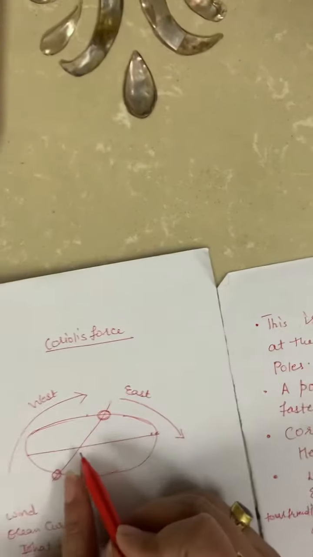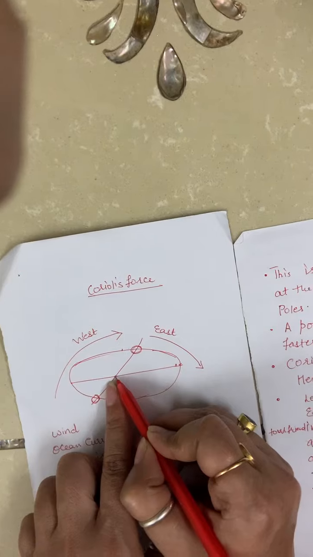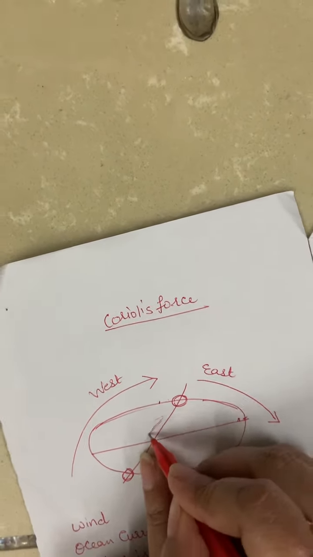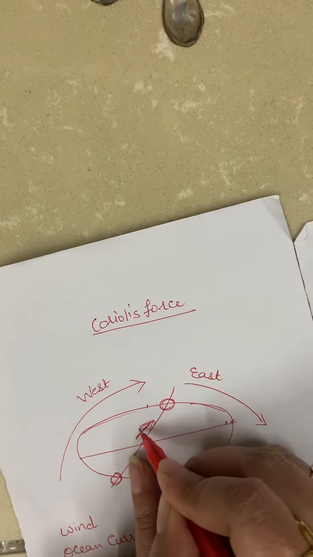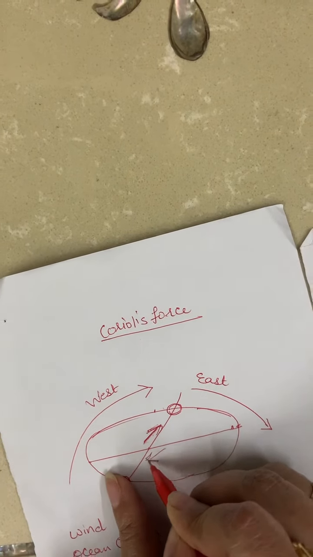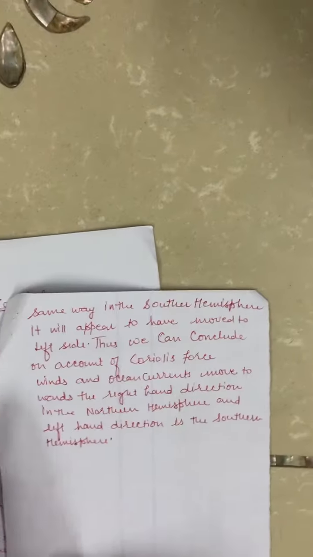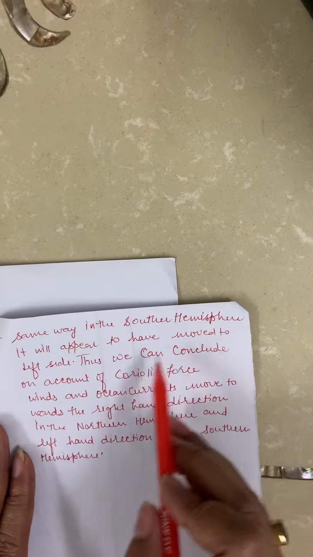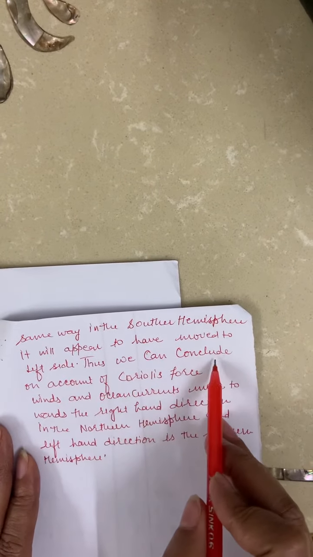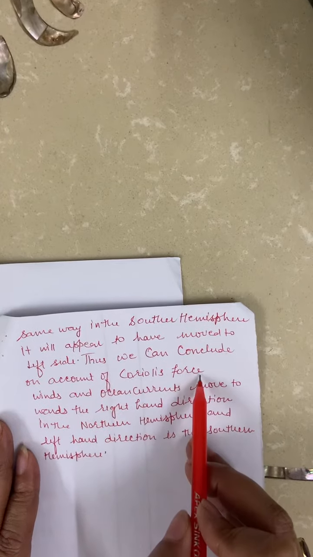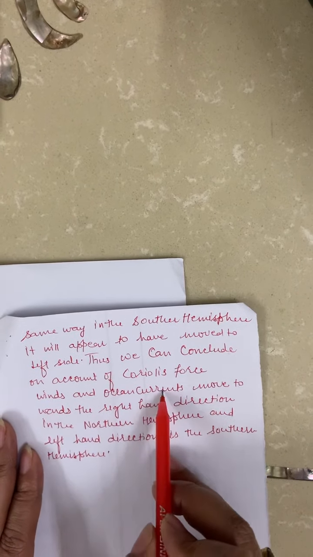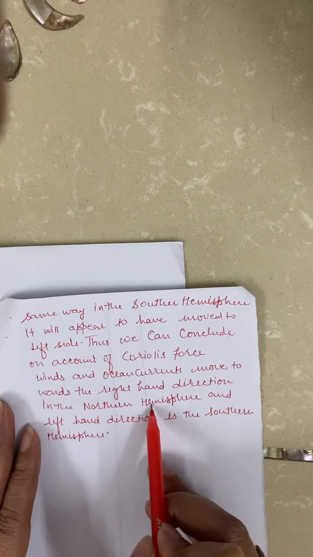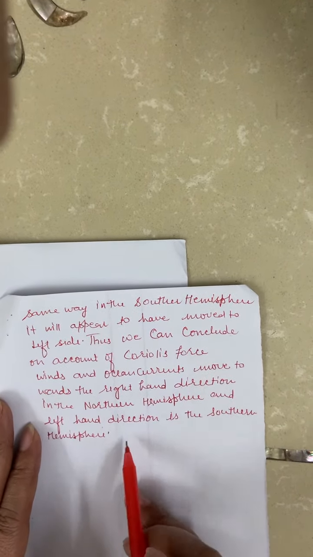So that is why the ball appears to have moved towards the right hand direction when moving from the equator towards the pole in the northern hemisphere, and to the left hand side in the southern hemisphere. Same way in the southern hemisphere, it will appear to have moved to the left side. Thus, we can conclude that on account of the Coriolis force, winds and ocean currents move towards the right hand direction in the northern hemisphere and left hand direction in the southern hemisphere.